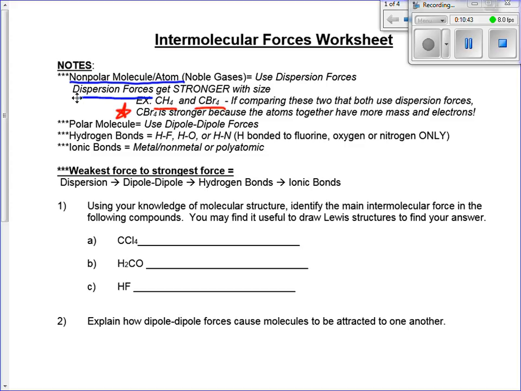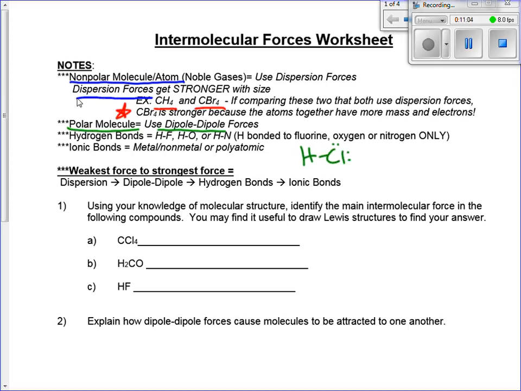Okay? Now we're going to be talking about dipole-dipole, which go with all the polar molecules. These are the ones that already have a dipole in them. One side of the molecule is partially positive, one side of the molecule is slightly negative. So for instance, this is a common one used, HCl.